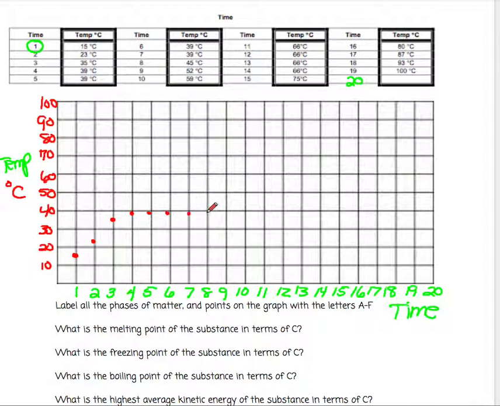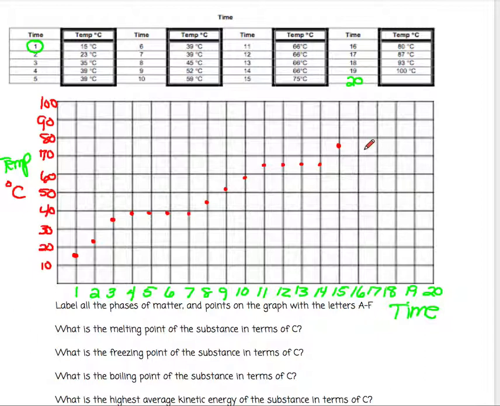Then at time 8 minutes, it jumps up to 45. 9 minutes, it's 52. At 10 minutes, it's 59. At 11 minutes, it's 66. And then at 12 minutes, it's 66. And 13 minutes, it's 66. And 14 minutes, it's 66. Oh, look at that.